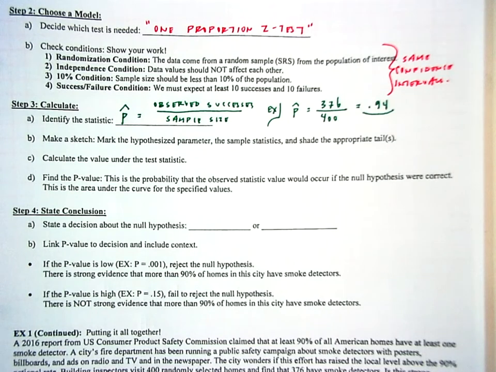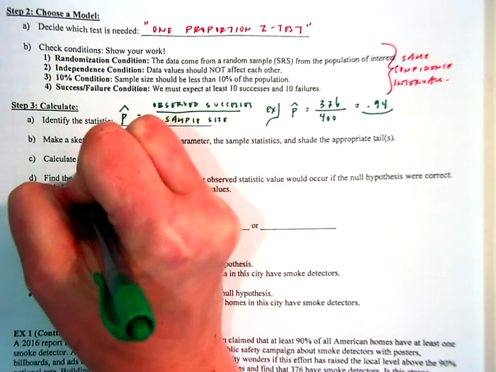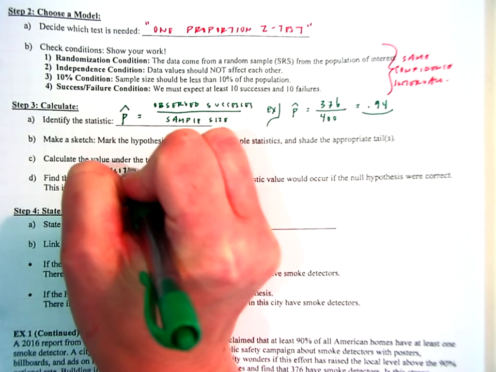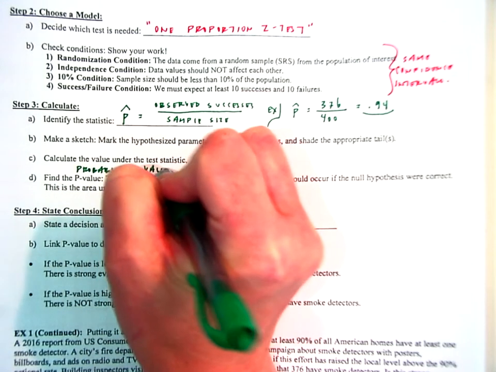All right, so then we would make a sketch, mark the hypothesized parameter, the sample statistic or statistics, shade the appropriate tail or tails. And then we calculate the value under the test statistic. Find the p-value. So this is where it gets a little sneaky because we get a lot of p's, right? We have the p for parameter, we have the p-hat for statistic, and now we have the p-value. So think of this as a probability value. That is what we're calculating.